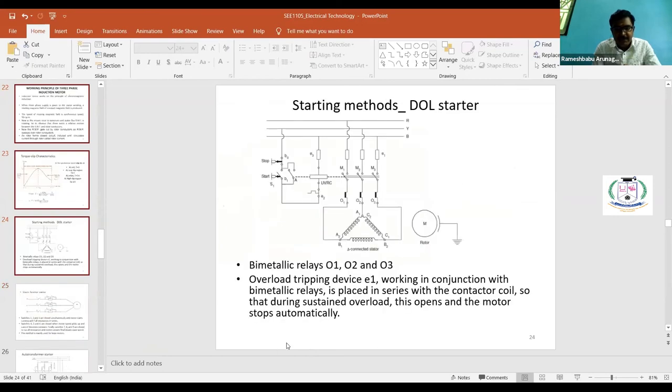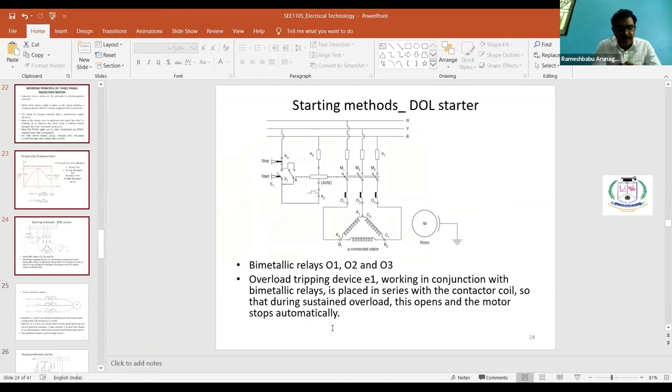Next, starting methods. This is the last topic of this second unit. What are the starting methods, sir? Why do you want a starter? At starting, when you apply rated voltage to the machine, a very huge current flows to the machine. To limit this huge starting current, we go for a starter.